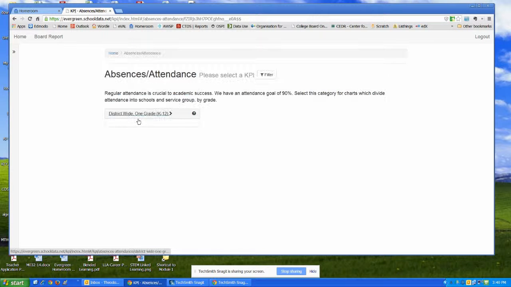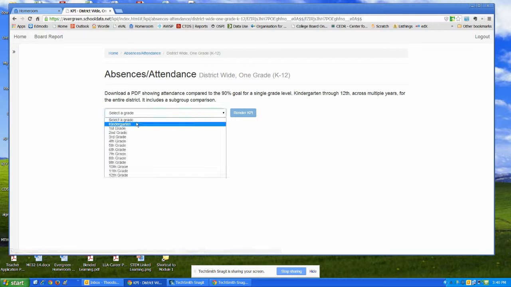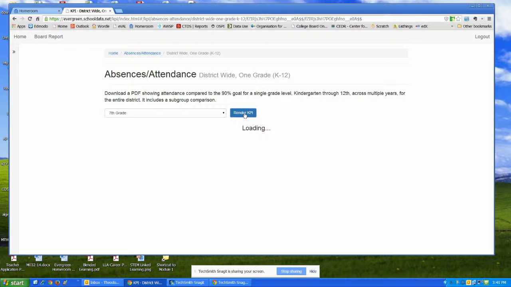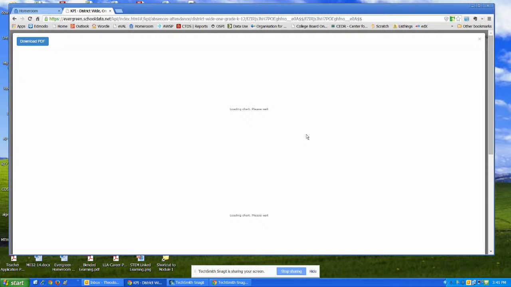So if I go to attendance and I look at 7th grade and I render it, the reason you see last year's and this year's is because the year has already started. So the KPIs, the key performance indicators, are built off of longitudinal, current-time progress monitoring, looking at how things are going as the year goes along. That's what this is trying to load. Okay, there we go. Loading chart.